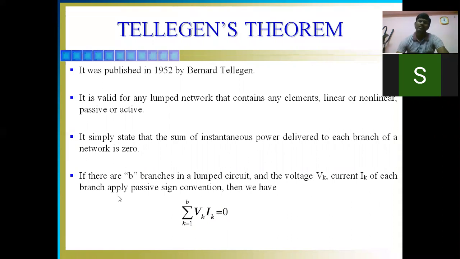We already solved some problems in the first unit. We made the sum of the power supplied to the circuit equal to the sum of the power absorbed by the elements. So that is equal to 0. That is the statement of Tellegen's theorem. Nothing new. We already solved some problems on Tellegen's theorem, unknowingly. Now we are going to solve the same through Tellegen's theorem. That's all. Then we will solve one problem.